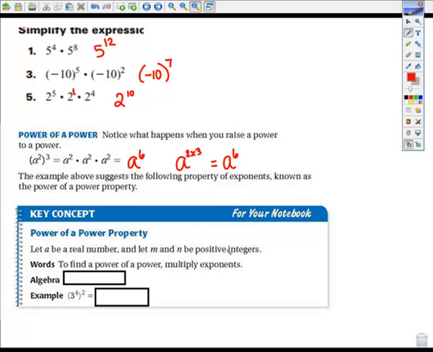And that's what it's going to show us down here. To find a power of a power, you multiply the exponents. So fill this in. A to the m to the power of n is a to the mn. We're multiplying. So 3 to the 4th to the 2nd is 3 to the 8th.